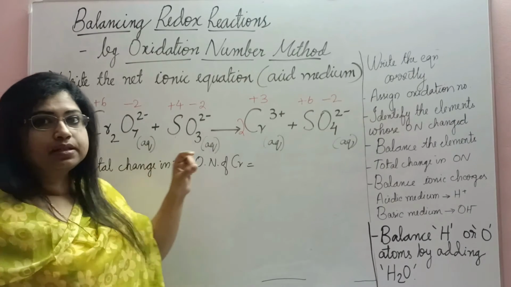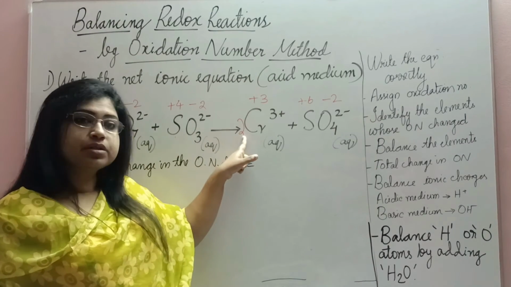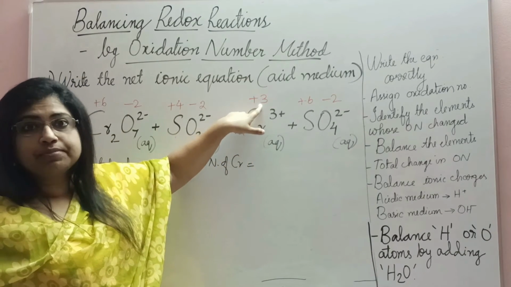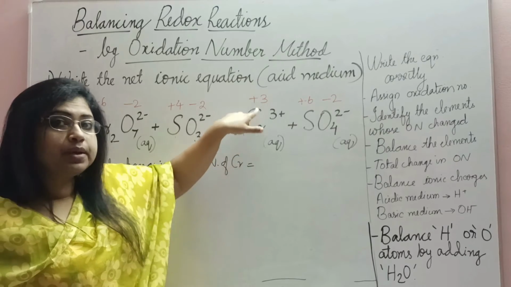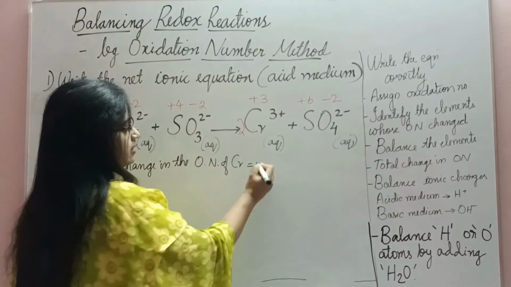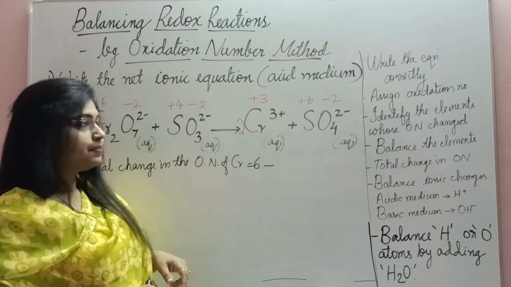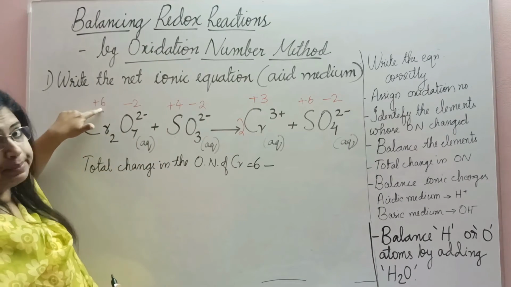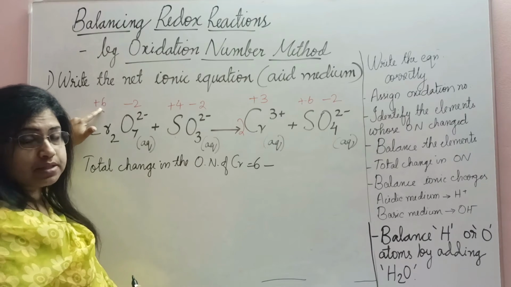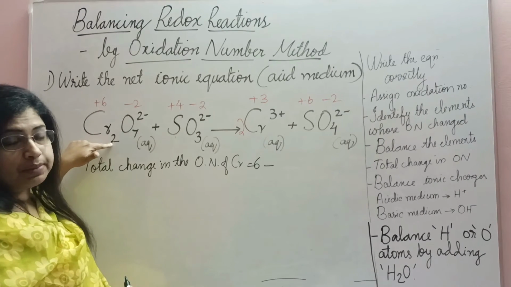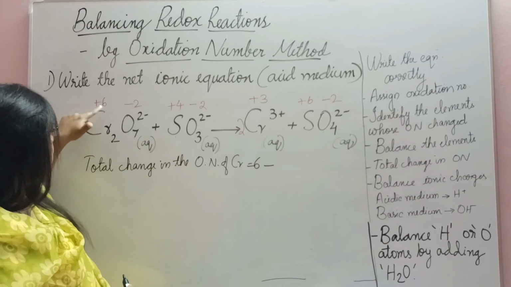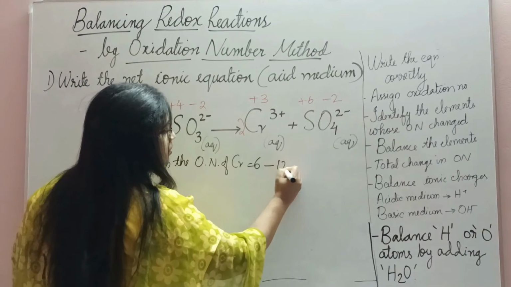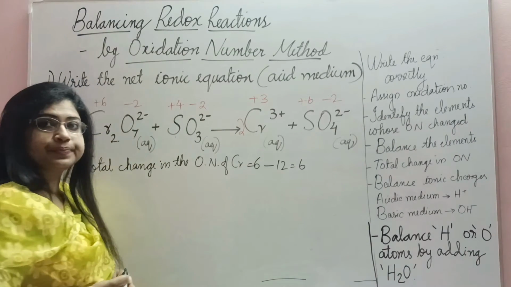For that, first we need to calculate the total oxidation number of chromium here. Chromium has an oxidation number of +3, but there are 2 chromium atoms, so 2 into +3, that is 6. Minus, come to the reactant side. Here, chromium has +6 oxidation state. There are 2 chromium ions, so +6 into 2, that is +12. So 6 minus 12, that is equal to 6.